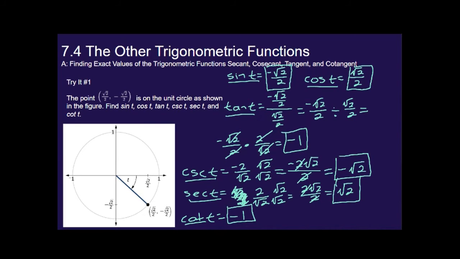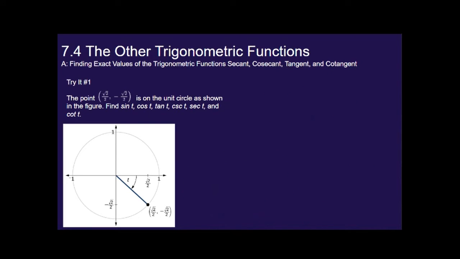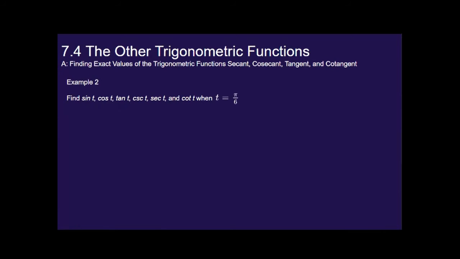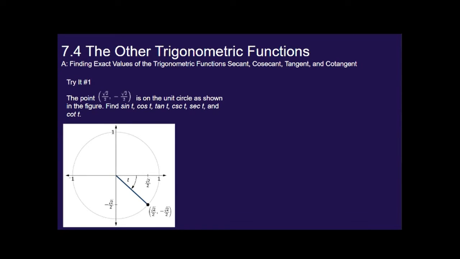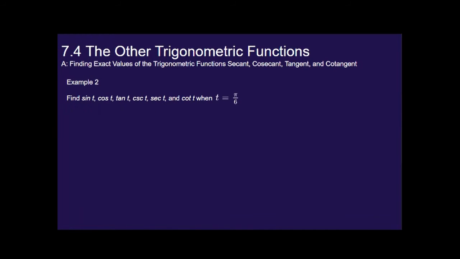Okay, let's do another one, but let's work in radians this time. I guess last time we didn't have degrees or radians. We were just given the x and y. So let's work with when t is equal to pi over 6. Okay, t is equal to pi over 6. So what I'm going to do is just sketch this out. I know that pi over 6 is going to give me a 30, 60, 90 triangle.